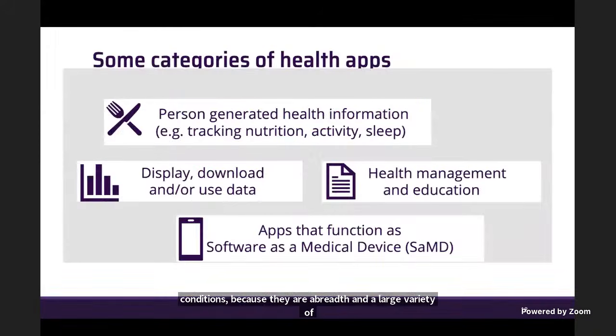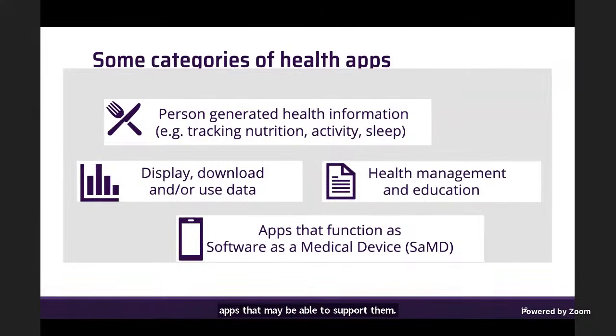Let's next consider the categories. When I think about recommending apps, it's important to understand the different categories. The first category I consider more the general wellness, which is primarily user inputting data. So person-generated health information like tracking nutrition, activity, or sleep. Then we have apps that display, download, or use data. And this is typically coming from medical devices that diagnose, prevent, monitor, or treat a condition.